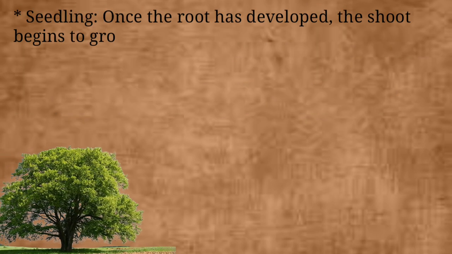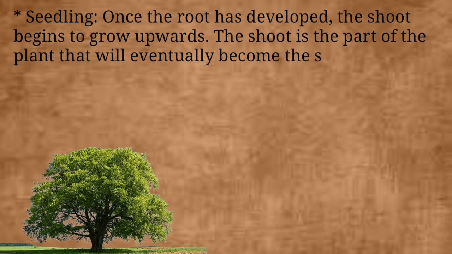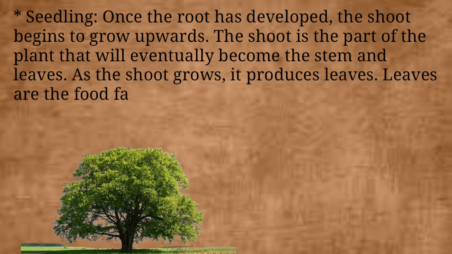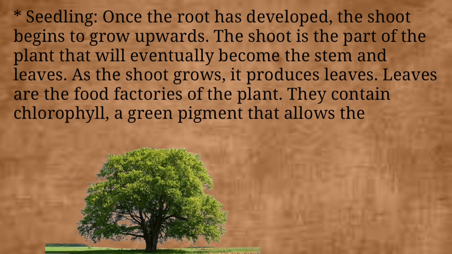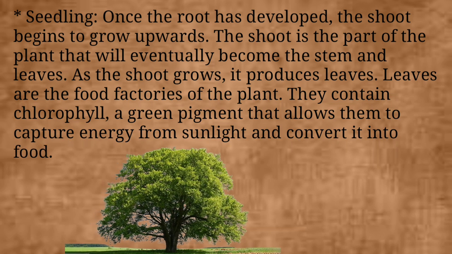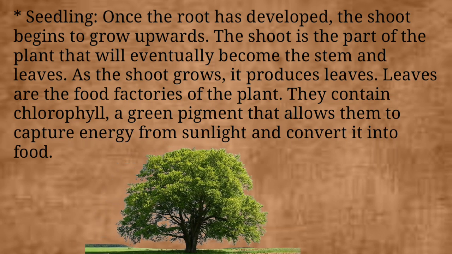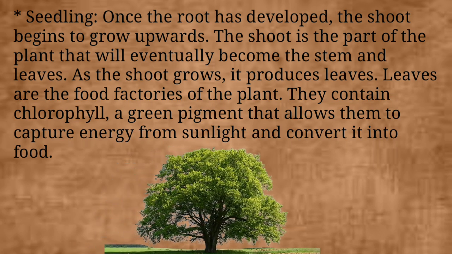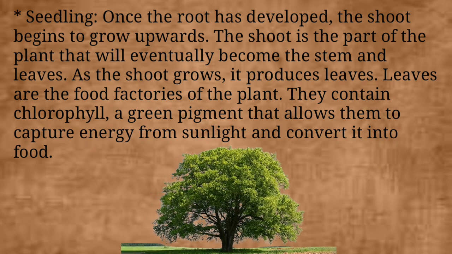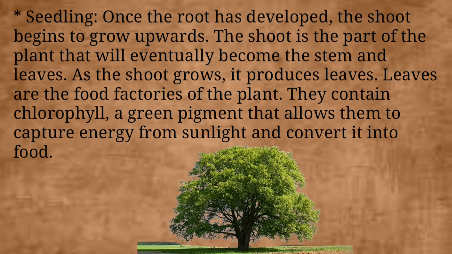3. Seedling. Once the root has developed, the shoot begins to grow upwards. The shoot is the part of the plant that will eventually become the stem and leaves. As the shoot grows, it produces leaves. Leaves are the food factories of the plant. They contain chlorophyll, a green pigment that allows them to capture energy from sunlight and convert it into food.